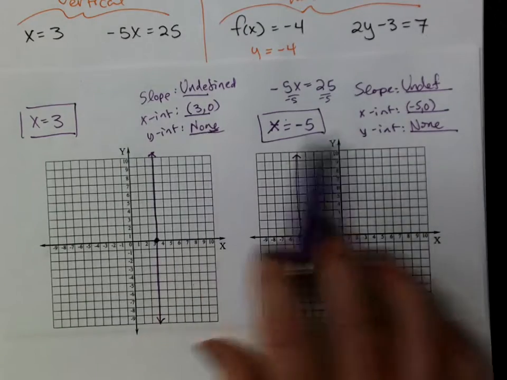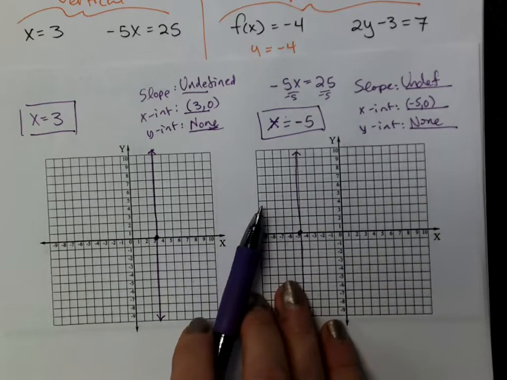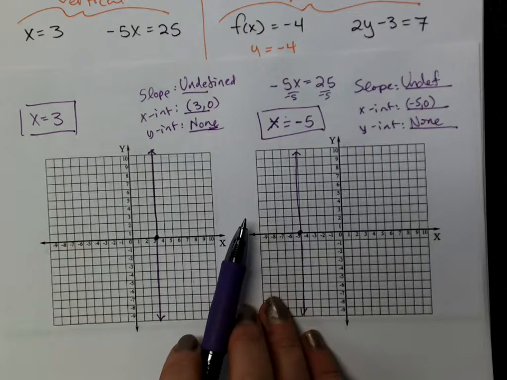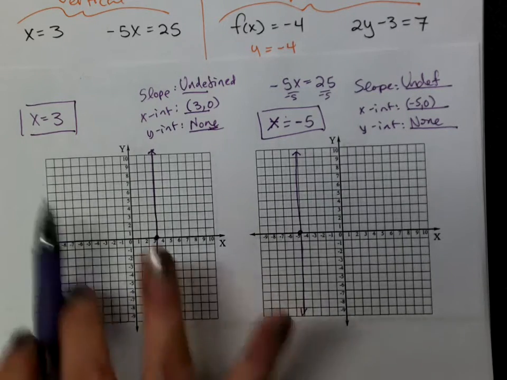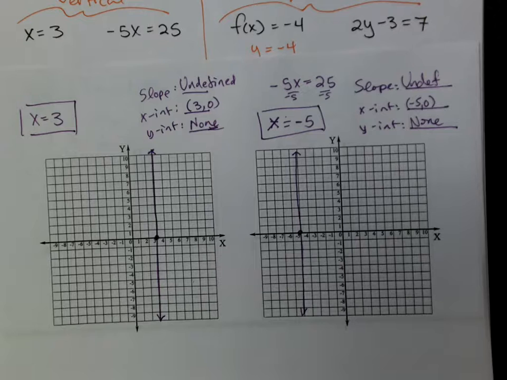So it's super easy to fill in this information and graph them. It's more about understanding the characteristics and the concepts. Don't overcomplicate it. This is what you need to know about a vertical line. Don't try and stick a y in there, make it something it's not.